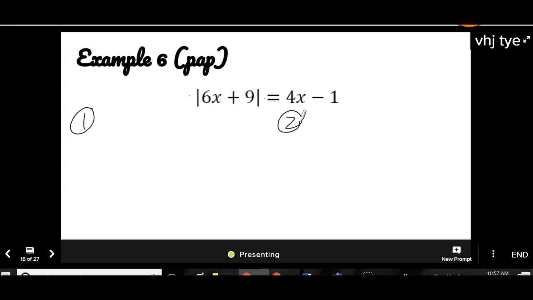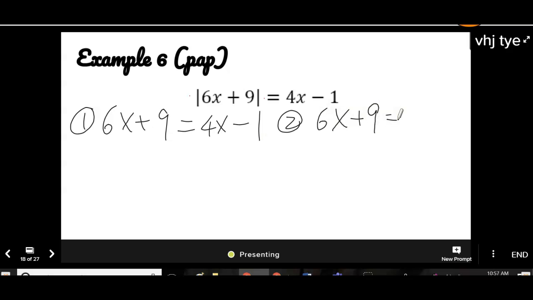First equation is the inside equals the other side. Second equation is the inside equals the negative of the other side, and the other side you have 2 terms, so give it a parenthesis. It means together this is the other side, which is 4x minus 1. Okay? And solve each of the equations. Let's solve the first equation.